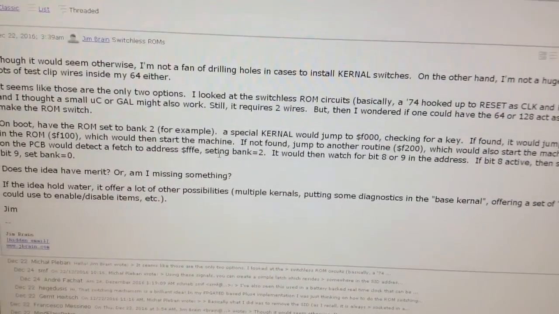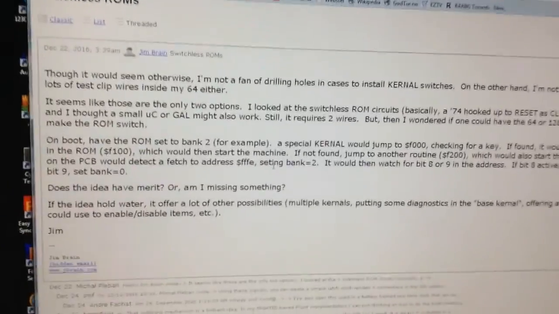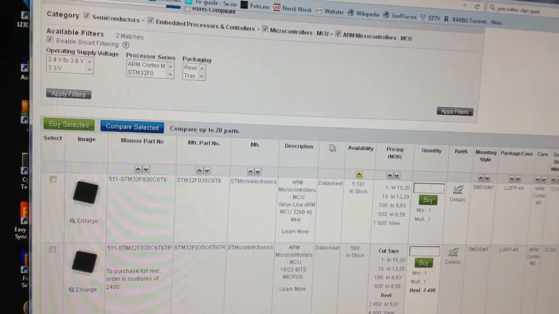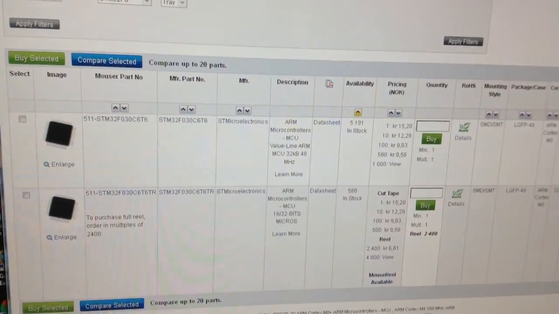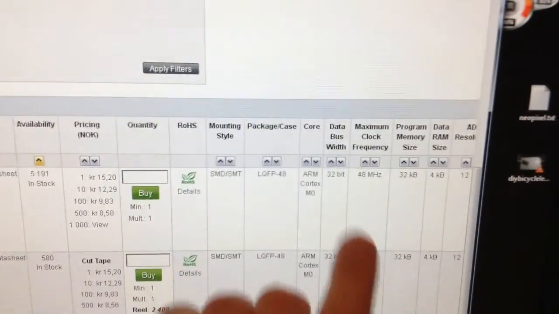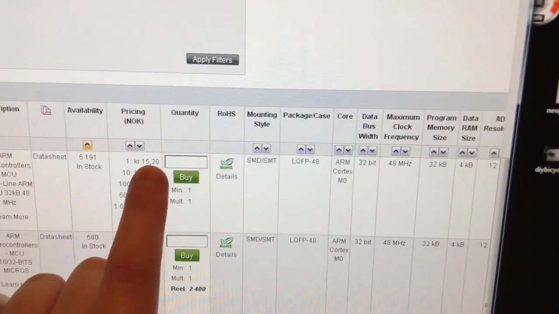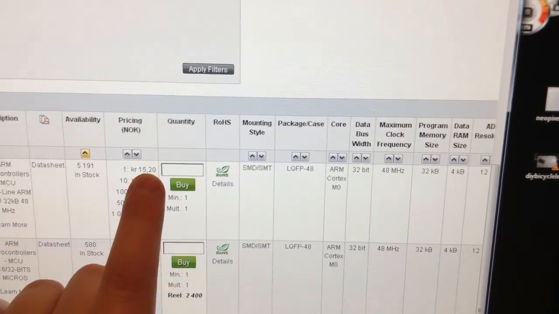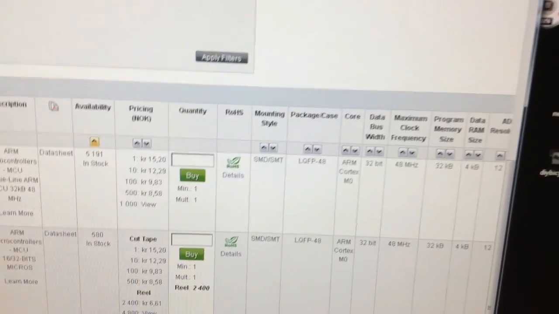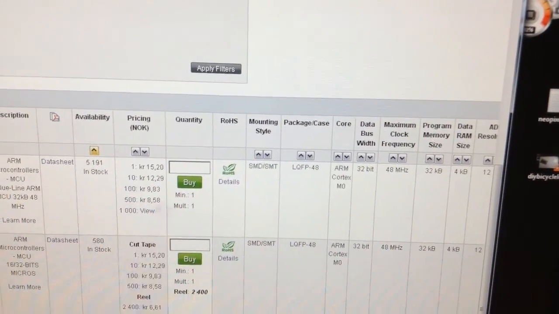And I was thinking, okay, that sounds really interesting. But why am I still coming back to this STM microcontroller? If you can make the controller work within one cycle or half of a cycle with a bare metal program, check this out. You have 32 kilobytes, you can get more. And the price, 15 kroner, that's under $2. And that's for one, so it gets better. If you buy 500, it's like $1.